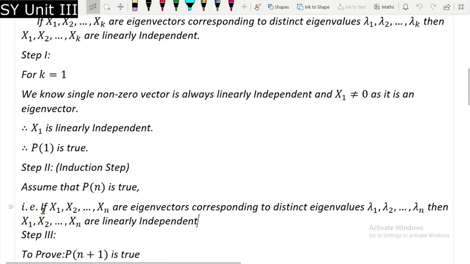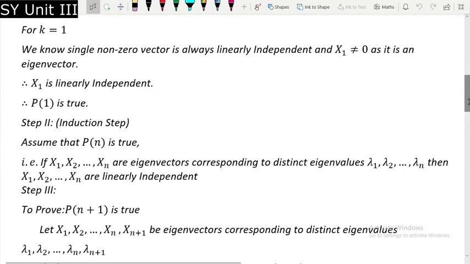So what will be my P of n plus 1 statement? If x1, x2 up to xn plus 1 are eigenvectors corresponding to distinct eigenvalues lambda 1, lambda 2 up to lambda n plus 1, then we have to show that these eigenvectors x1, x2 up to xn plus 1 are linearly independent. Now just try to recall the definition of eigenvector.